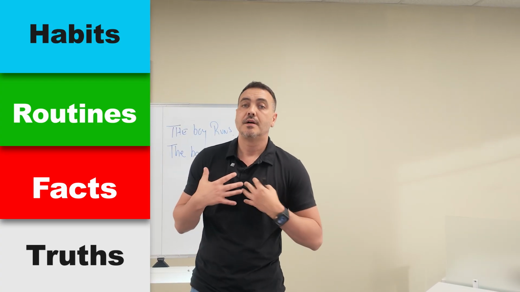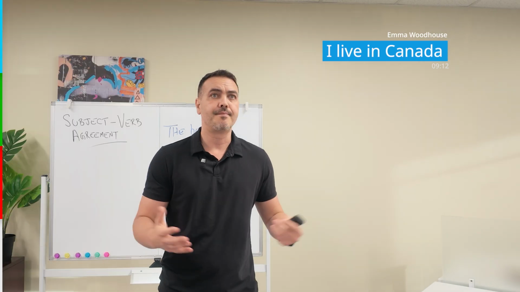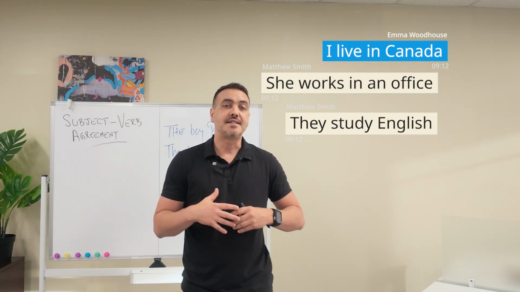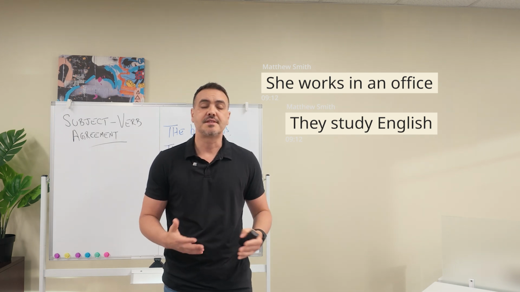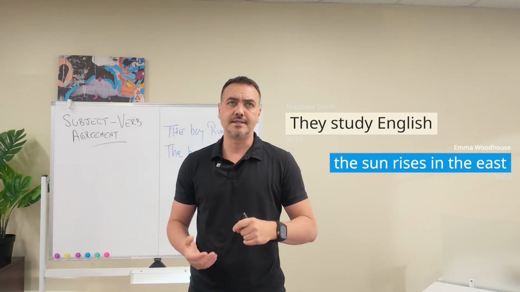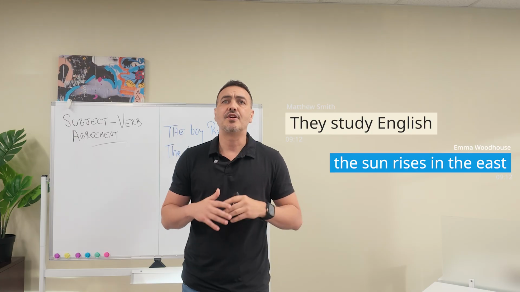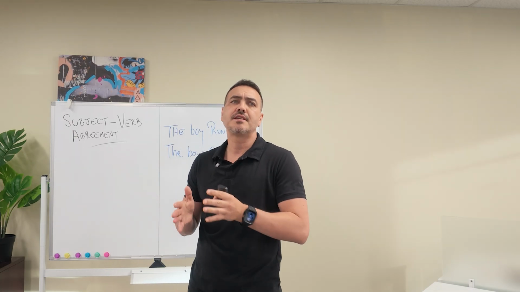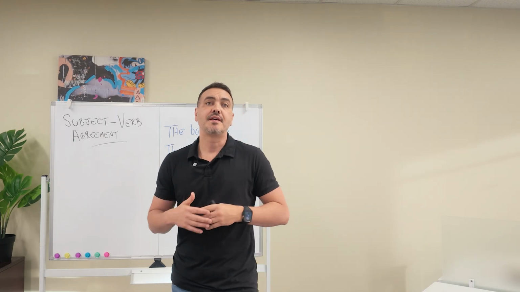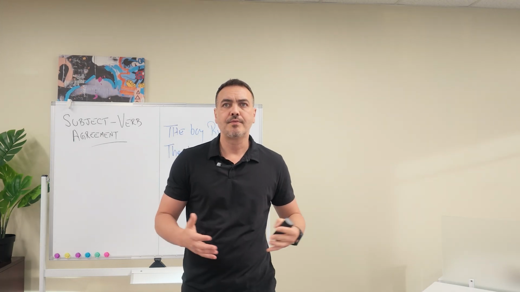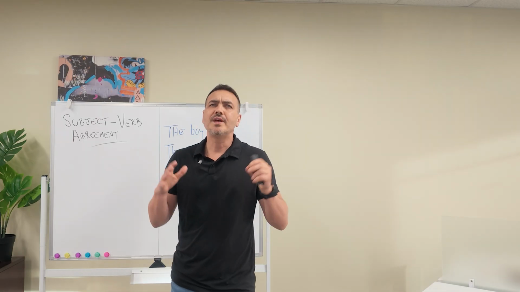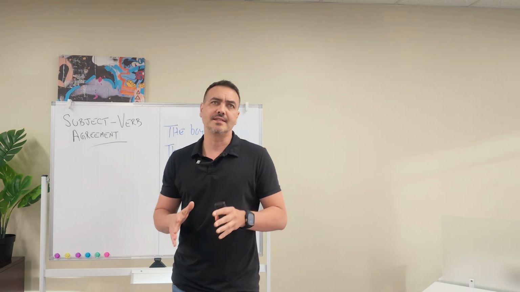For example, I live in Canada. She works in an office. They study English. The sun rises in the east. These sentences are not talking about one single moment. They're talking about things that are true now, things that happen regularly, or things that are generally true. Okay? We use the simple present tense in three common ways.